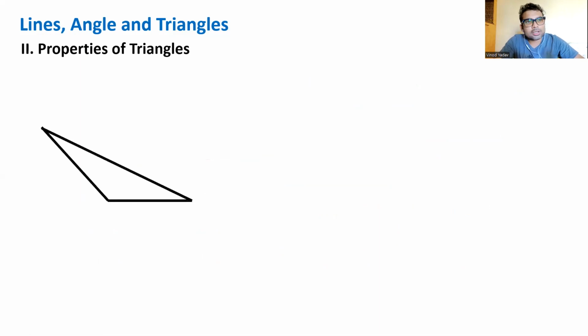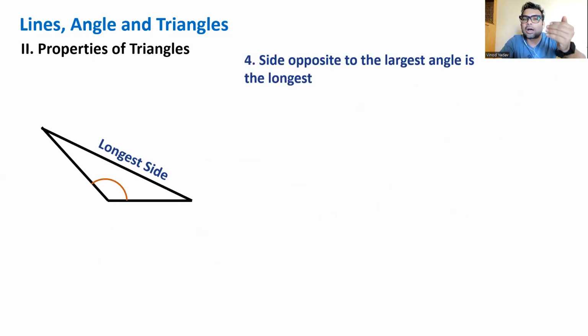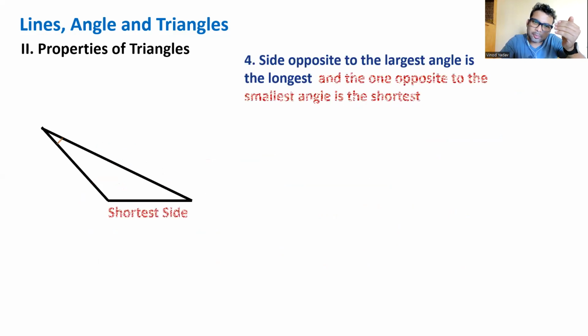Now, after understanding how many triangles will exist, let's understand, once the triangle exists, which kind of triangle it is. Before that, one more small relation: the side opposite the largest angle is going to be the longest side. And similarly, the side opposite the shortest angle is going to be the shortest. Yeah, simple logic.